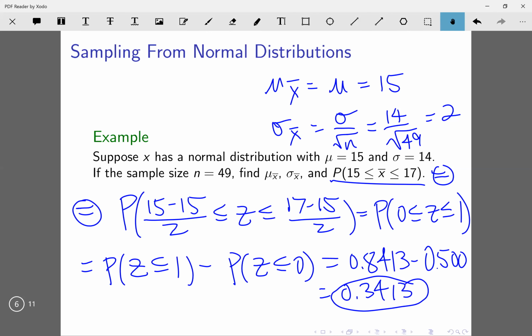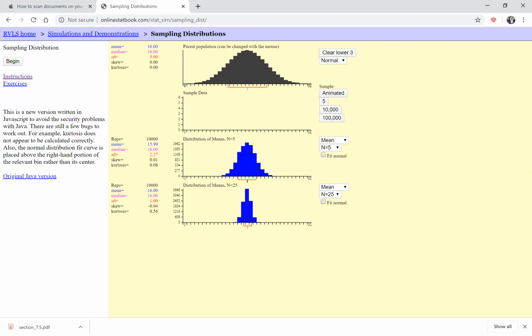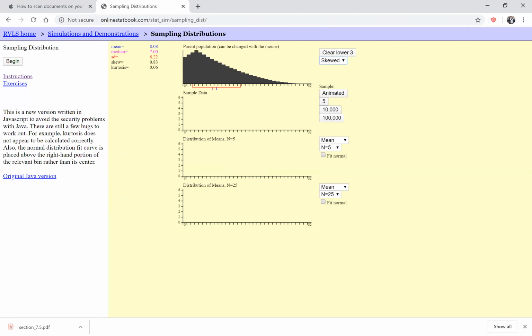If not, go ahead and rewatch the video. But in all of these cases, our underlying population was normal. So this would apply to things such as height, but it might not apply to every situation. So the question is, what do we do when X does not have a normal distribution? And for that, we're going to look back at our distributions from before, except we're not going to start with a normal distribution.